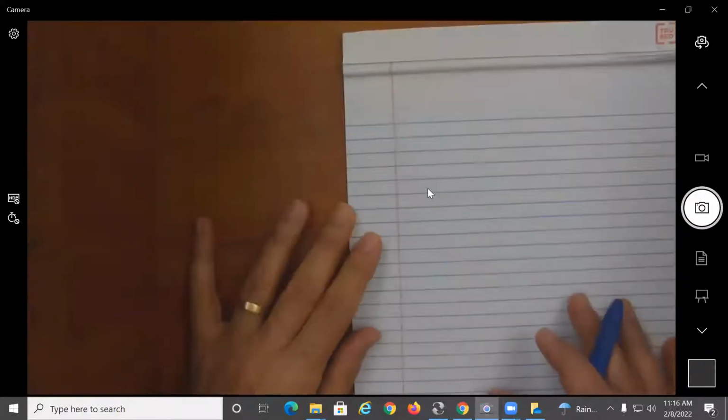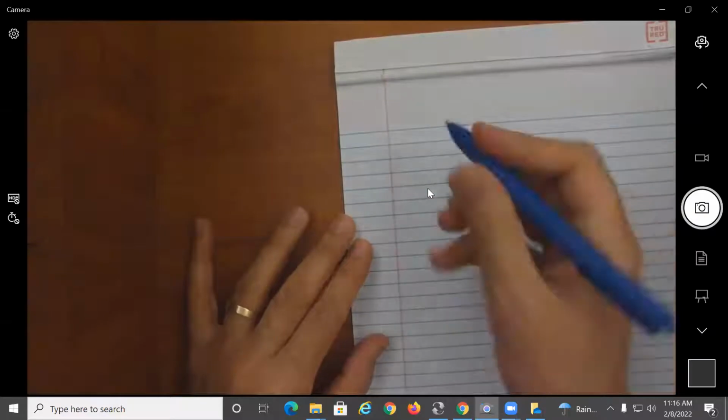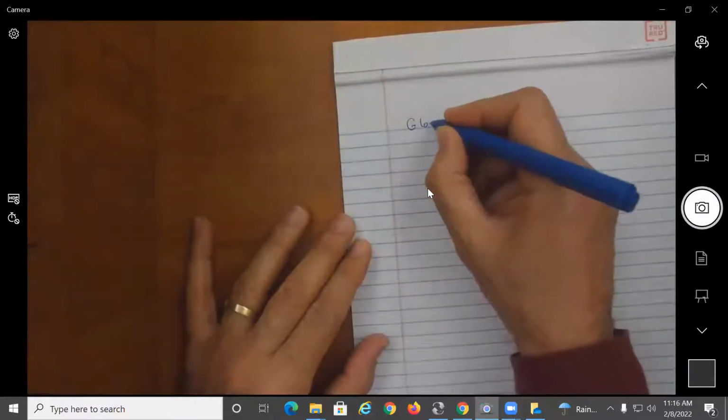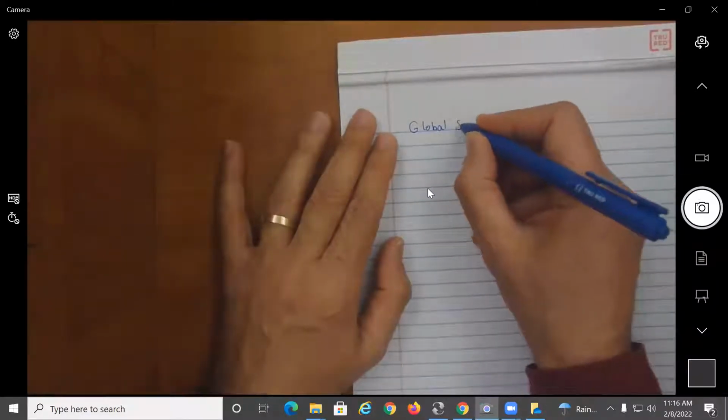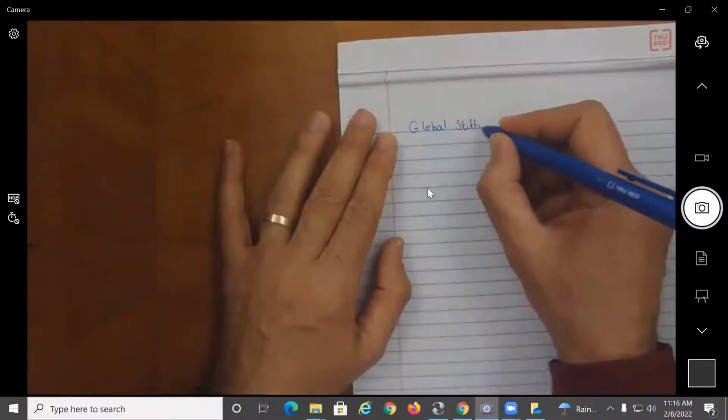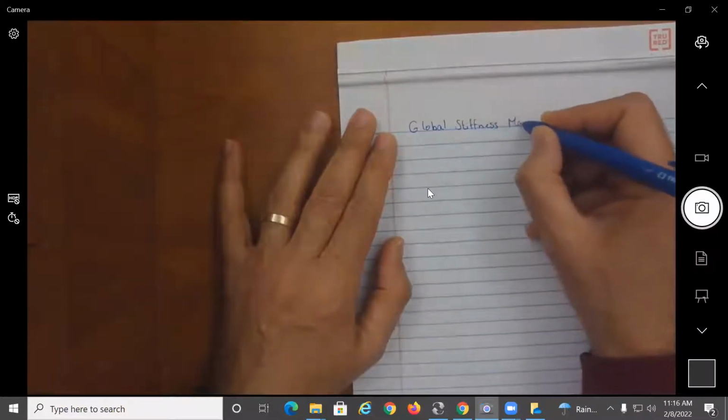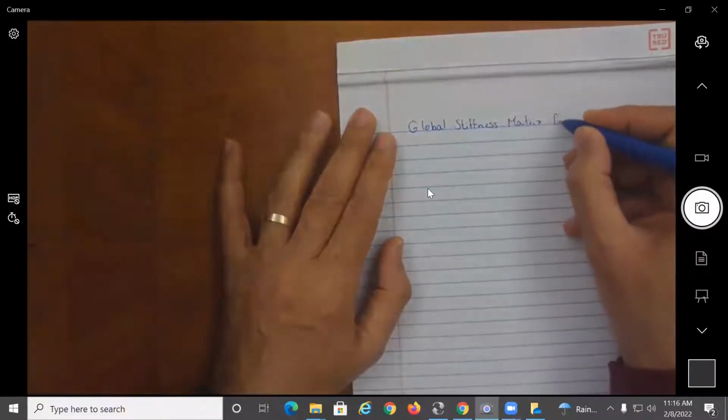Let me quickly write down again the stiffness matrix for a bar element expressed with respect to the global axis, and how we can use that to calculate the stresses in a bar element. So we've already done that, so I'm just going to write it down, and I would like to point out a couple of things. So this is the global stiffness matrix for a bar element.